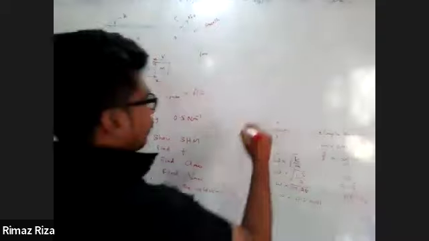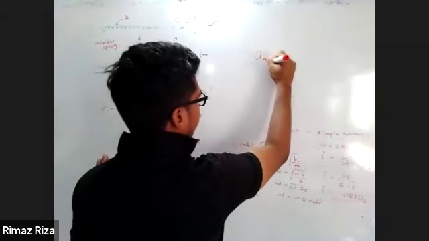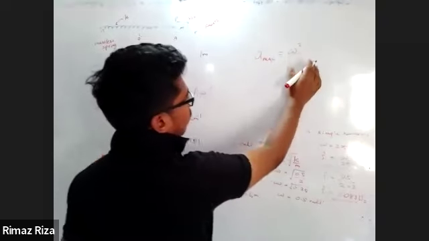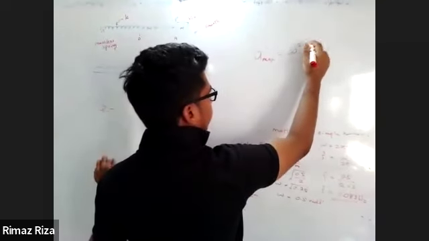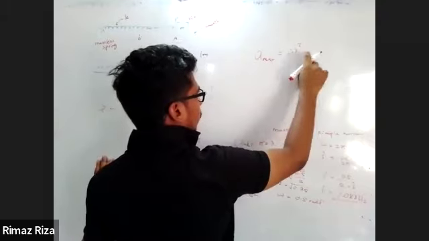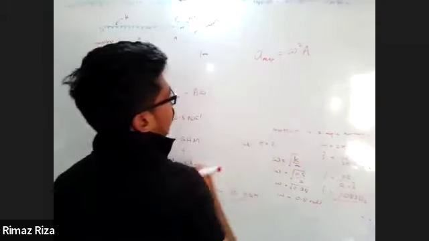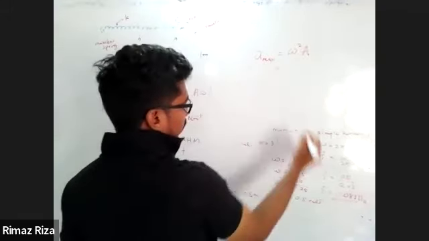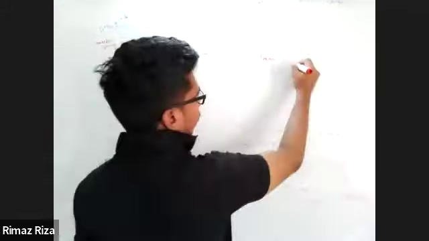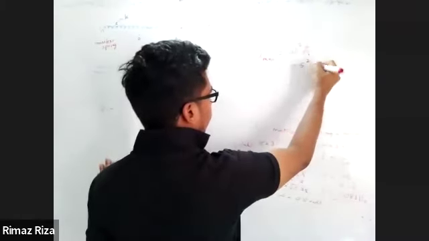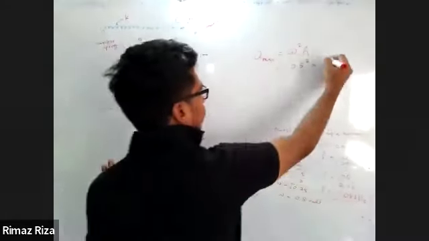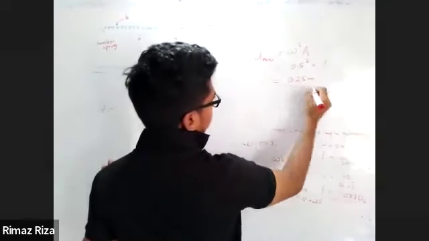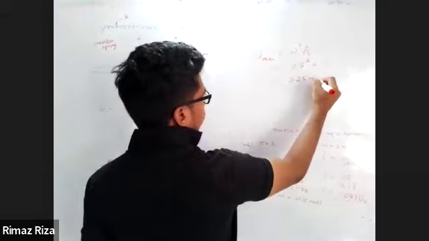Okay, to find A max, we consider only the magnitude. Omega squared x, its maximum. A is maximum when x is maximum, and maximum x is A. So we have omega is 0.5, 0.5 squared times A, which is 1. So 0.25 meters per second squared.